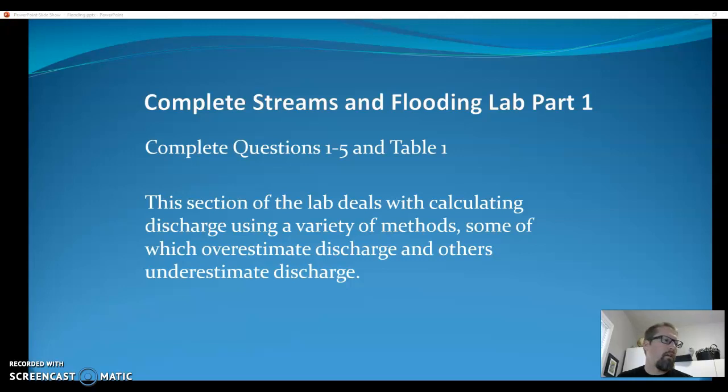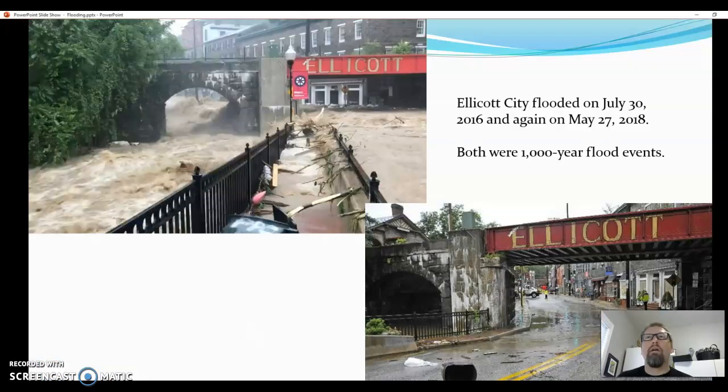Okay, so after you've calculated discharge and have a good understanding of what discharge is and how we could calculate it, we're going to move on to look at flooding. And for those of you that have been in the area for a while, you remember the Ellicott City floods. There were 2 that happened about 2 years apart. You can see the dates here on the screen.